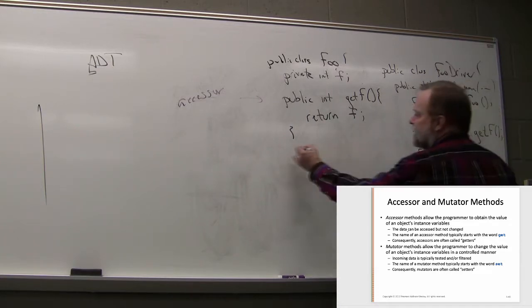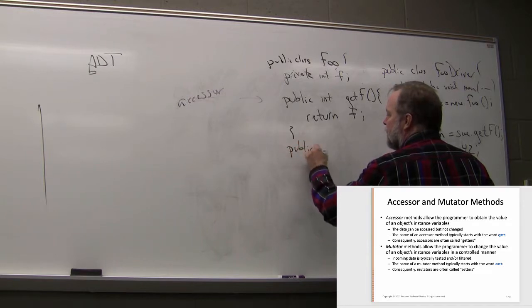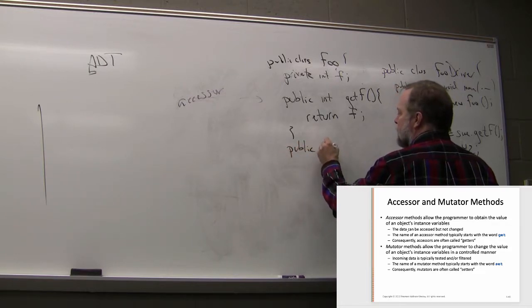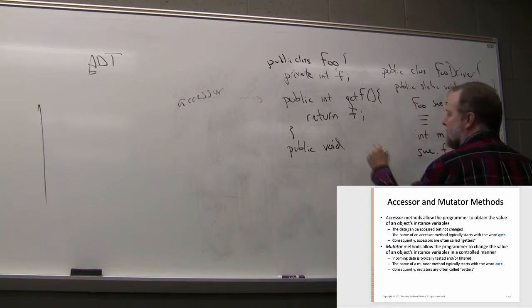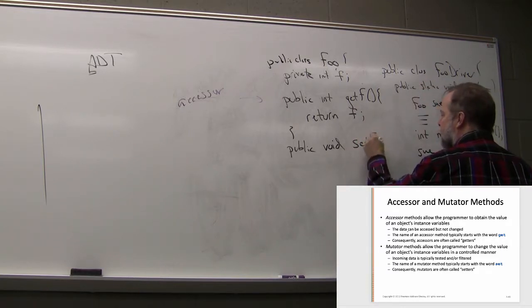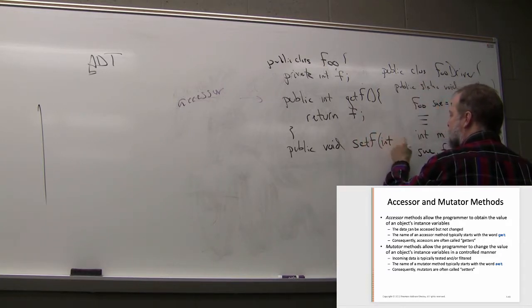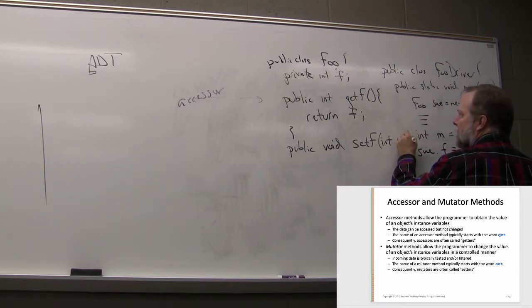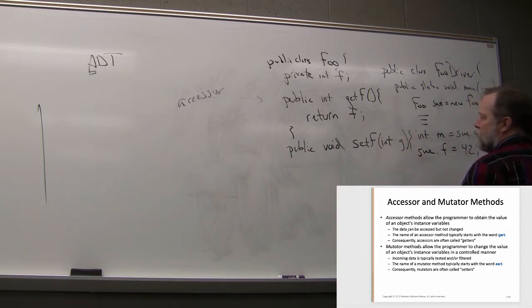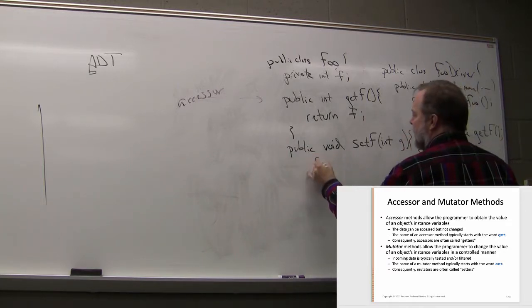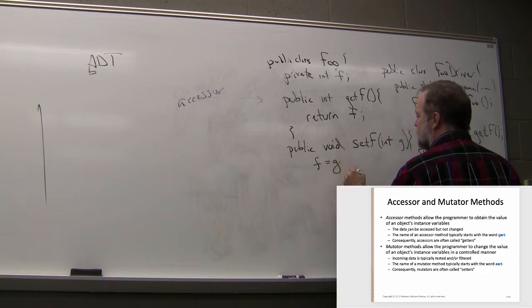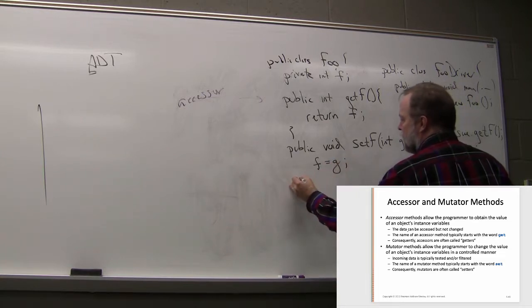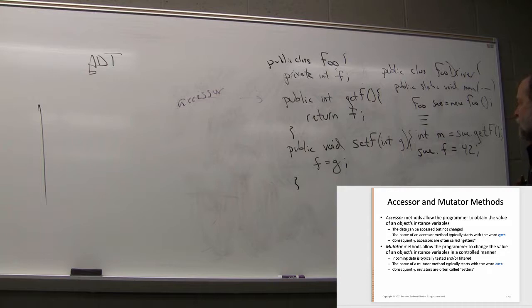So what I'll do is I will create a public method this time. I'm going to make it void for now. We'll fix that in a minute. And I'll call this setF. And it's going to take an integer. And let me make this g for now. And all this will do is it'll say f gets g. All right, so now, that won't work, but this will.